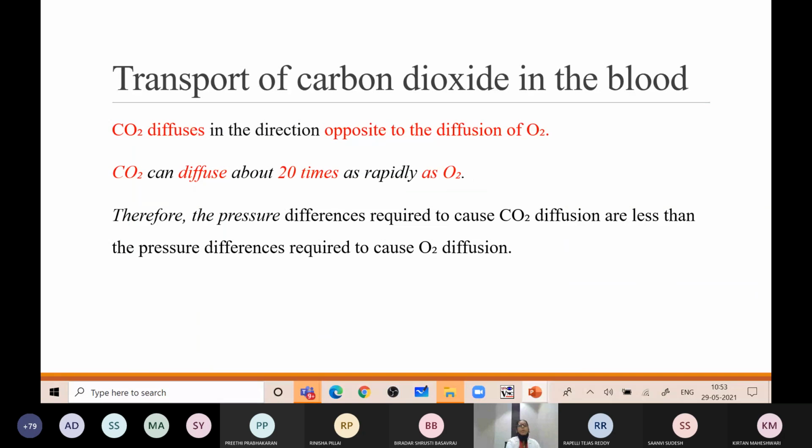So now coming on to the next point: carbon dioxide diffusion occurs in the direction opposite to the diffusion of oxygen. Carbon dioxide can diffuse about 20 times as rapidly as oxygen. Therefore, the pressure difference required to cause carbon dioxide diffusion is less than the pressure difference required to cause oxygen diffusion. You understood? Only a pressure difference of 5 mm of Hg is enough for the diffusion of carbon dioxide compared to oxygen.